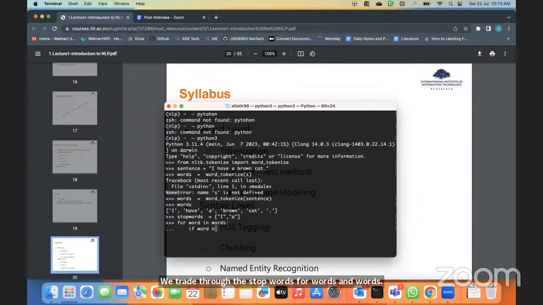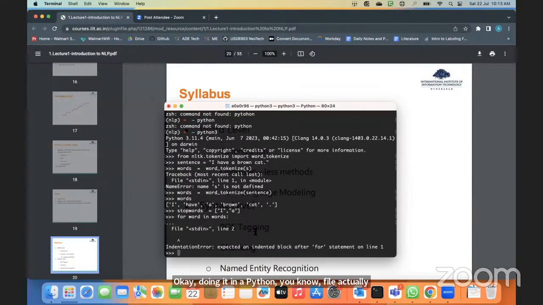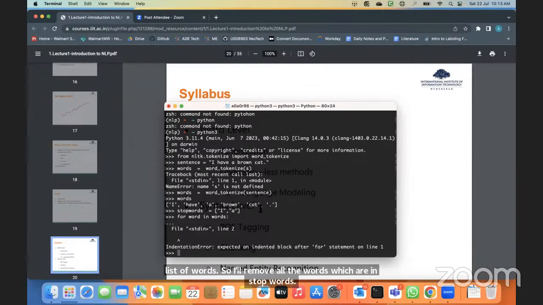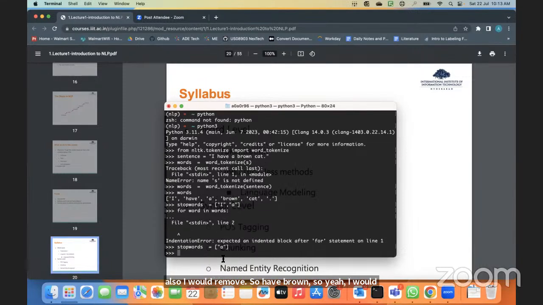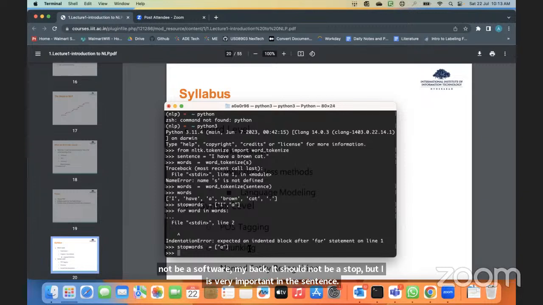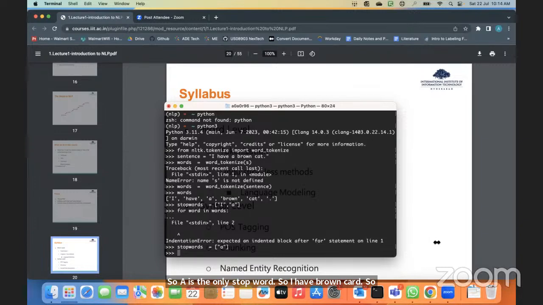Doing it in a Python file actually would be better, but fine. I'll just stop this for now. So you understand what I'm trying to do, right? I have a list of stop words and a list of words, and I'll remove all the words which are in the stop words. The final list would be have, brown, cat. Full stop also I have to remove. Actually, I should not be a stop word, my bad. I is very important in the sentence. So a is the only stop word. So I have brown cat. That is the information that you need to understand the same meaning.